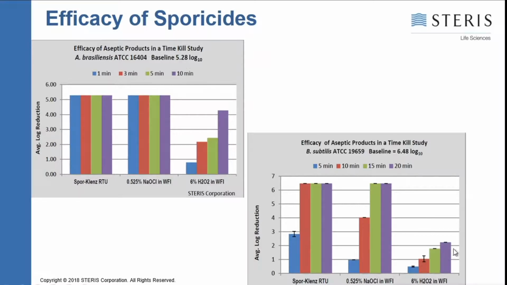And over here with the bacterial spore, the Bacillus subtilis, you're not seeing very good log reduction at all at 20 minutes. So you really do need to run that test with the coupons to see what kind of contact times you're actually looking at.